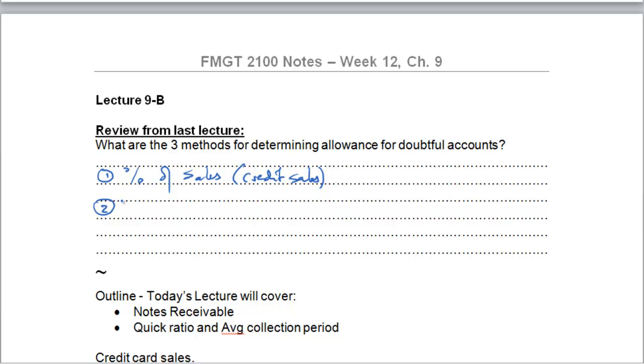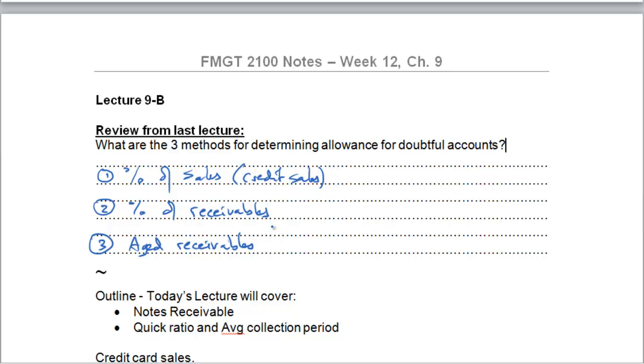Two is the percent of receivables. Similar to percent of sales, this takes a percentage of the receivables, and that gives you what the allowance for doubtful accounts should be, and then you have to do a journal entry to get it to that number. Finally, a variant of that is the aged receivables method, which uses different percentages for different categories of the receivables depending on how old they are.